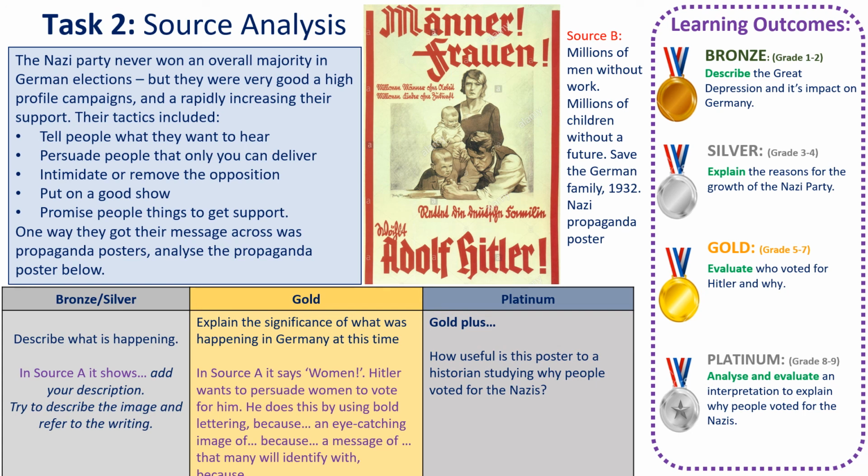For gold, what's significant about this having been made at this time? Think about what's happening in Germany in 1930. So the impact of the Great Depression, why is it important? There's an example answer down there to try and help you. There's a bit of a writing frame where you just need to fill in the blanks. And then for platinum, how useful is this poster to a historian studying why people voted for the Nazis? So pause this video and over to you.